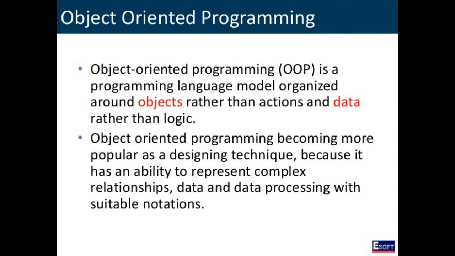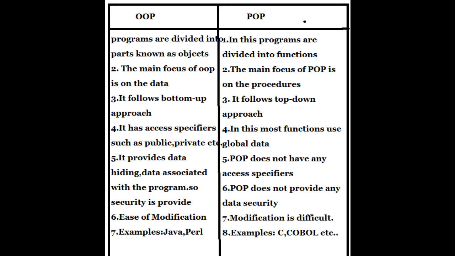So then came the revolution of object-oriented programming concepts. So what is object-oriented programming? It is a programming language organized around objects and data rather than functions. So example for object-oriented programming languages: C++, Java, Python, etc. The features of OOP will be discussed then. Before that, check out the difference between POP and OOP.